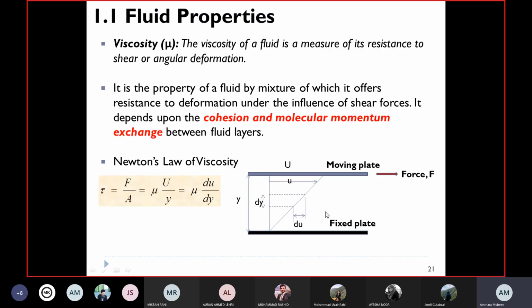Again, some conversion factors. Then you should clearly know about the concept of viscosity. We have already discussed some concepts in the form of Newtonian and non-Newtonian fluid, but some other definitions are given here. The viscosity of a fluid is a measure of its resistance to shear or angular deformation. It is the property of a fluid by virtue of which it offers resistance to deformation under the influence of shear forces. It depends upon the cohesion and molecular momentum exchange between the fluid layers.